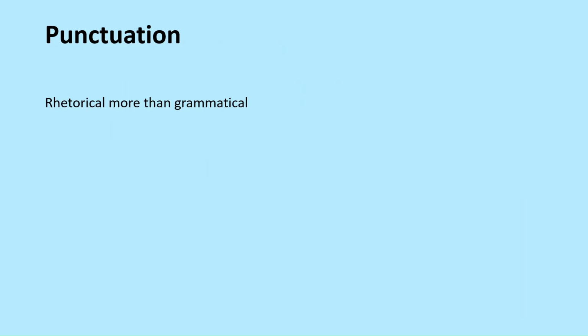Punctuation in earlier English often followed rhetorical more than grammatical rules. What this means is that punctuation marks told the reader where to pause and breathe, and weren't necessarily a mark of how clauses were structured logically.